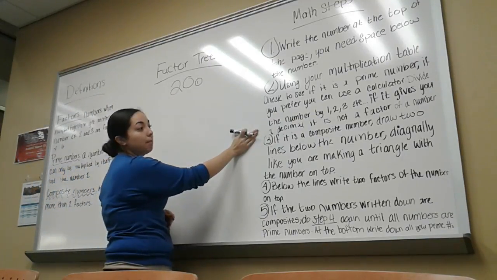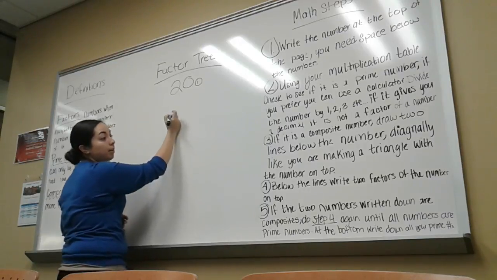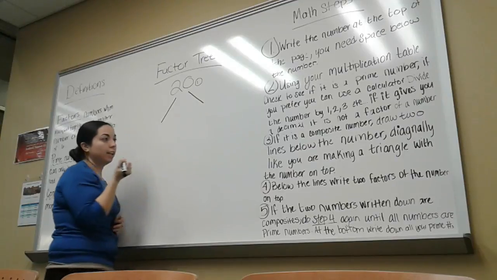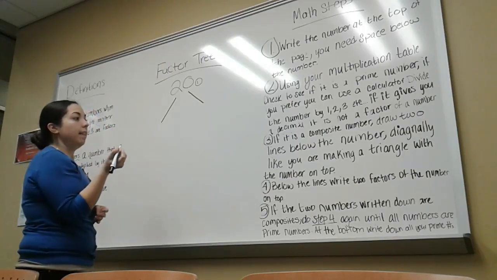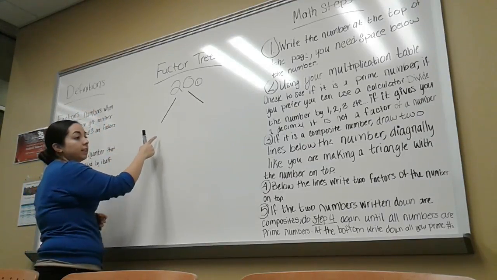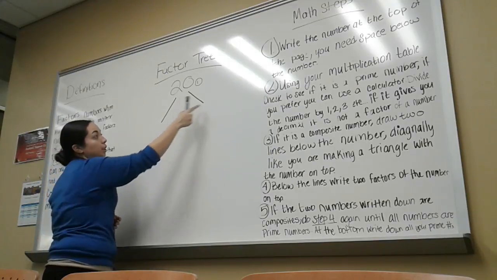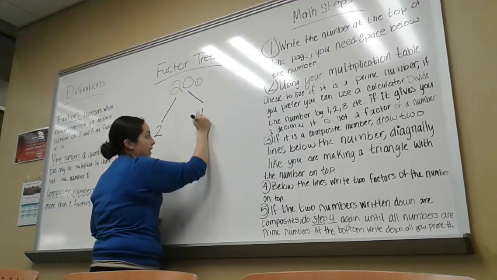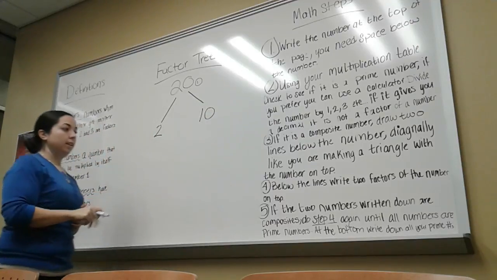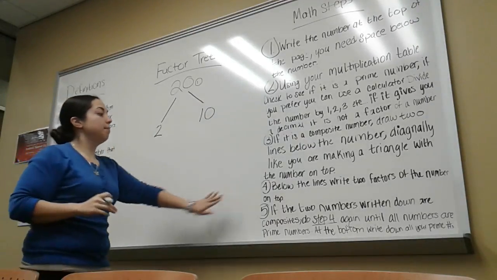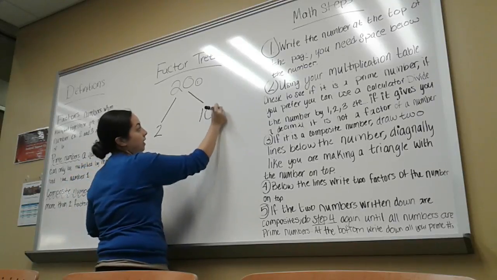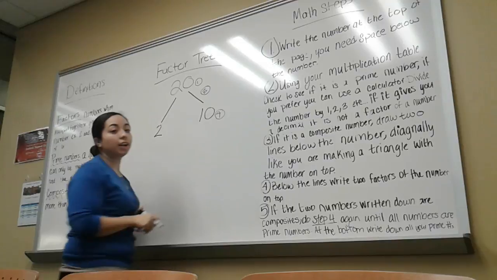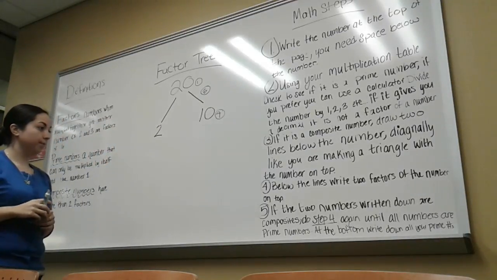Step 3: if it is a composite number, draw 2 lines below the number diagonally. So we're going to draw 2 lines below diagonally, and then we write the 2 factors that we found here. So it'd be 2 and 10. That was step number 4, this was step number 3, and again, using our calculator was step number 2.